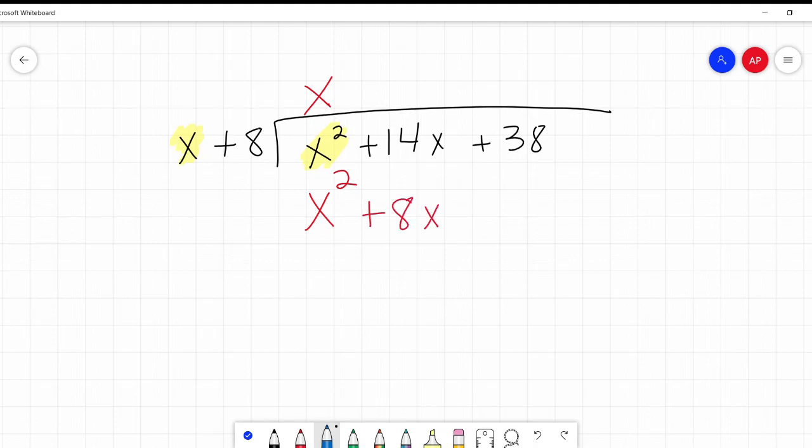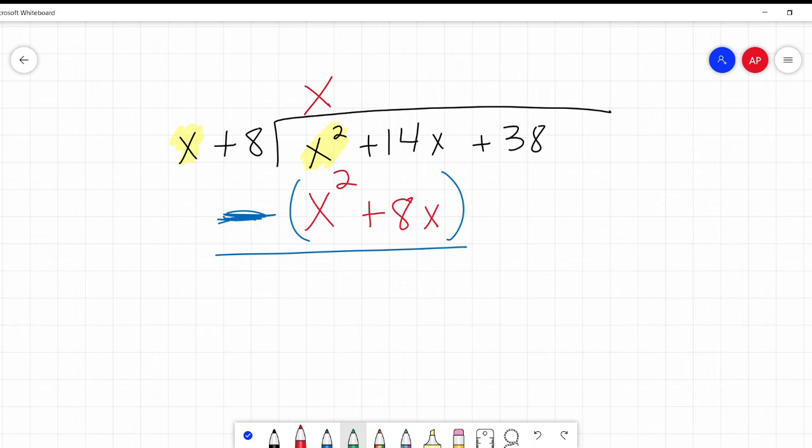Now this next move I'm about to do is where so many mistakes get made. We're subtracting all this. Again, very similar to traditional long division. But again, you're subtracting all of it. So it's x squared minus x squared and 14x minus a positive 8x. If this were a negative 8, then it would be minus a negative 8x. As you can guess, this can be very tricky. It can be very confusing.